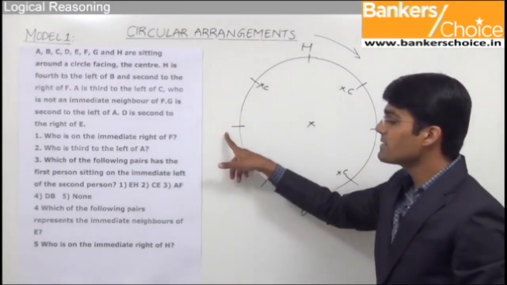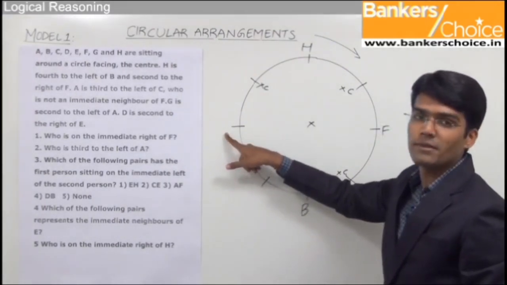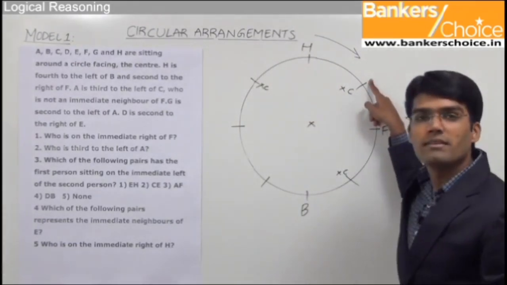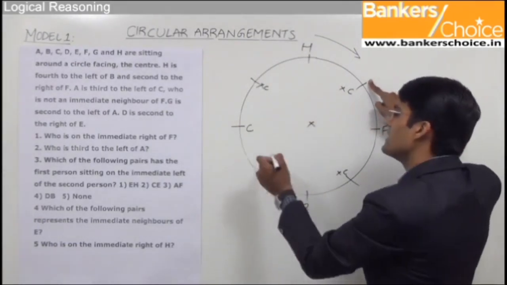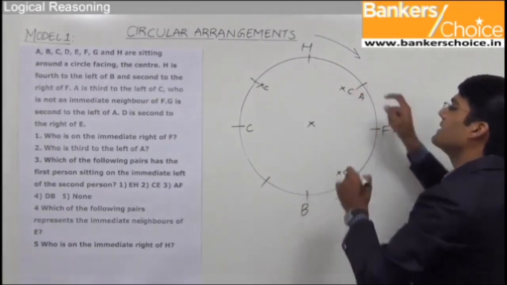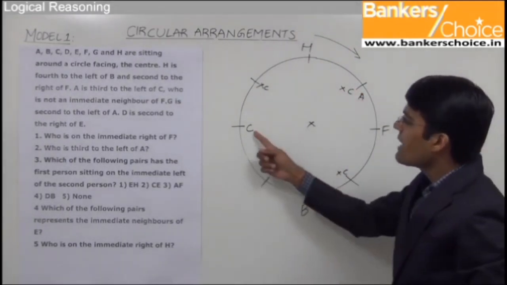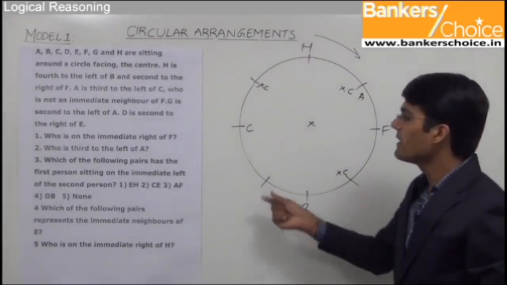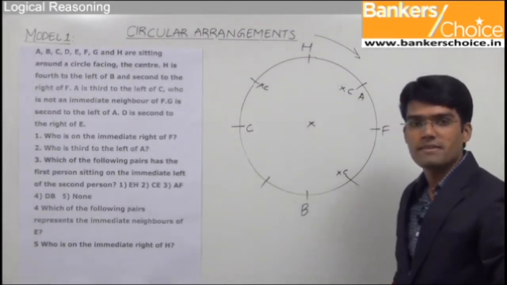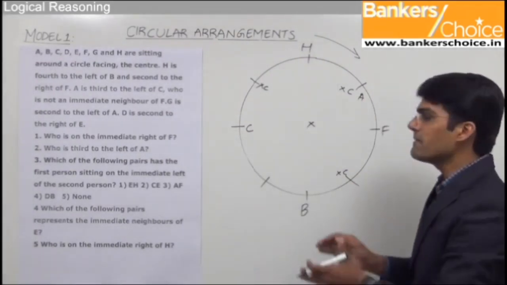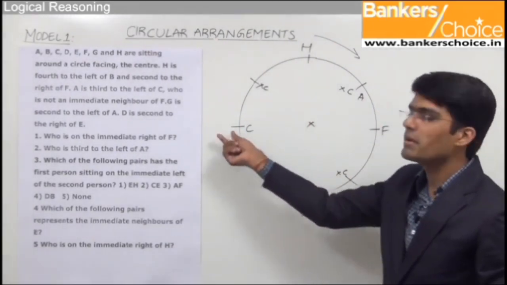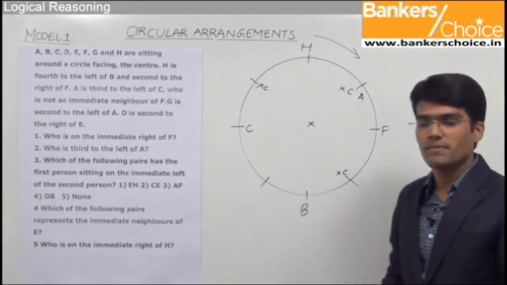The second possibility for C is this position. Again, if C comes here, A should be third to the left of C. So 1, 2 and 3, A should be coming here. So we can say that if C comes here, A can come in this place. We are not marking C and A outside the circle because it is not yet confirmed that she should be taking this place. Whatever is tentative, we should always mark within the circle. Once it is fixed, we can bring it out to confirm the position.